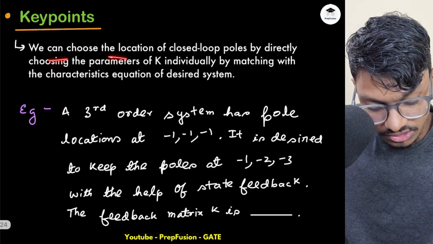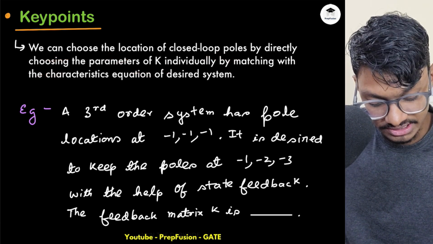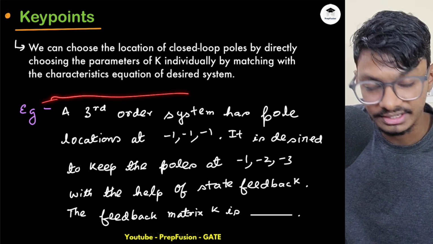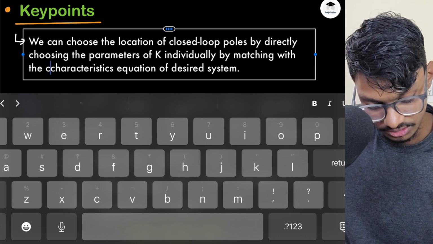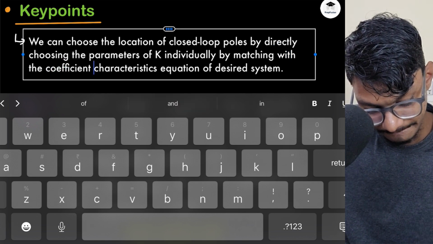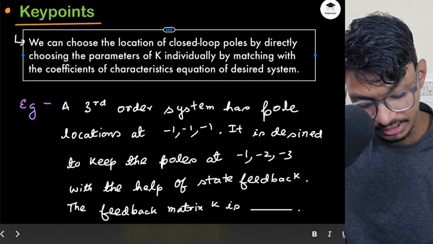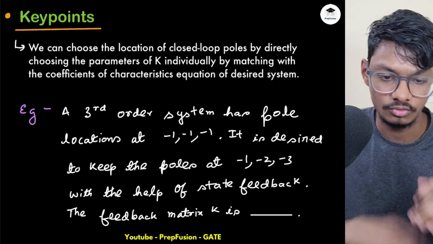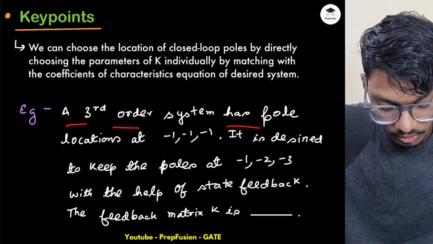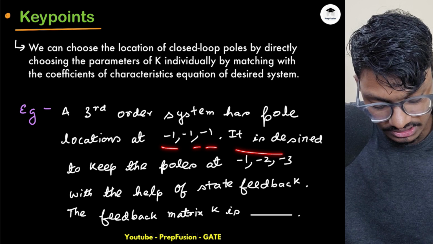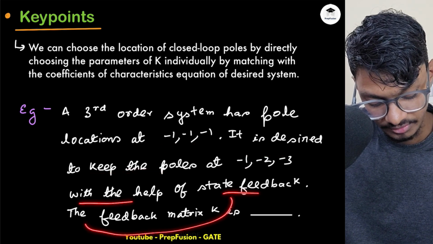So we can choose the location of closed loop poles by directly choosing the parameters of K individually, by matching with the coefficients of the characteristic equation of the desired system. What do I mean by this? Let's take an example. A third order system has pole locations -1, -1, -1. It is desired to keep the poles at -1, -2, -3 with the help of state feedback. Thus the feedback matrix K will be?